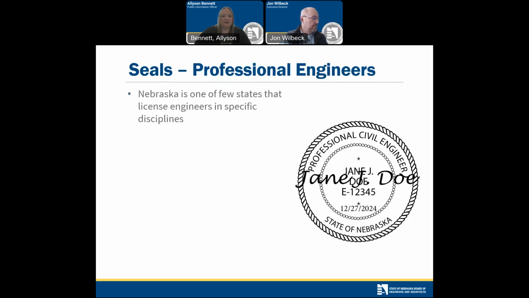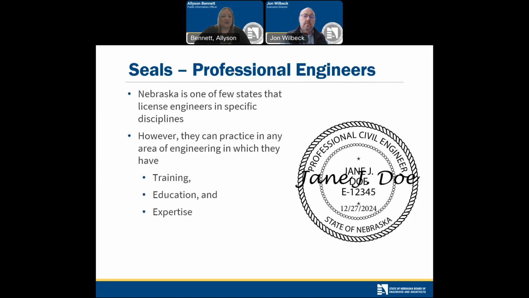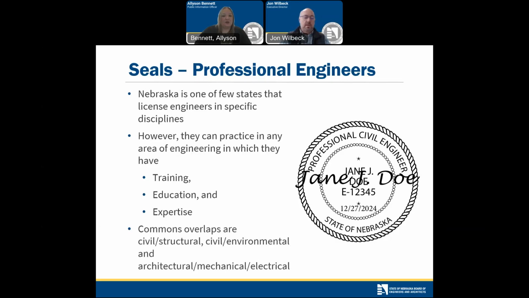So professional engineer seals are a little unique here. Nebraska is one of the few states that license engineers in a specific discipline. However, they can practice in any area of engineering in which they have training, education, and expertise. You can get licensed in multiple disciplines, but like we said, you don't have to be licensed to practice in other areas of engineering. You just need to make sure you have that training, education, and expertise. Some of the common overlaps that we see are going to be civil structural, civil environmental, and architectural mechanical electrical.